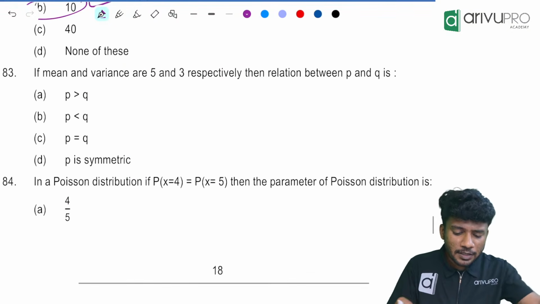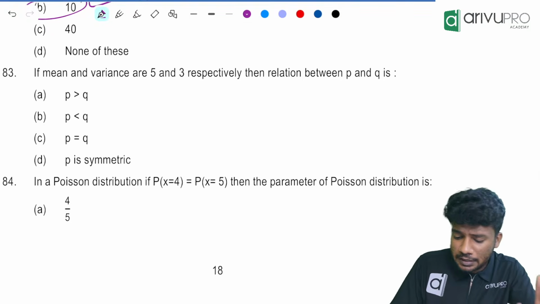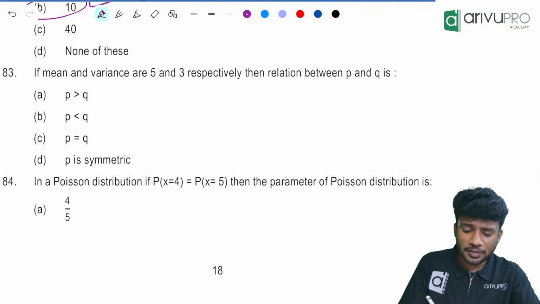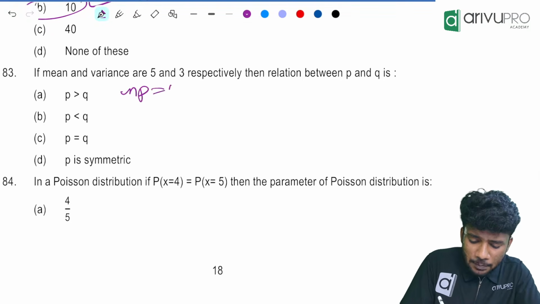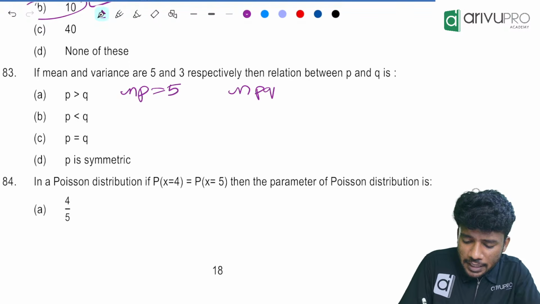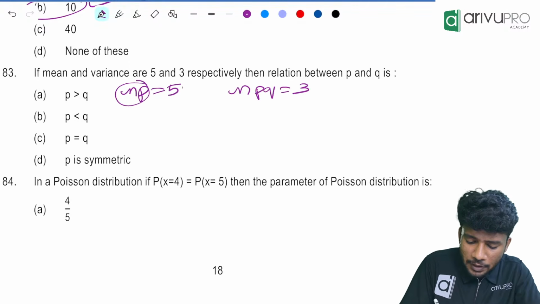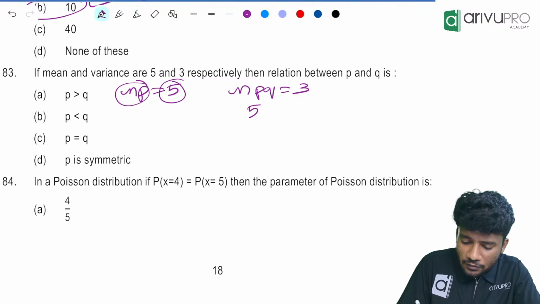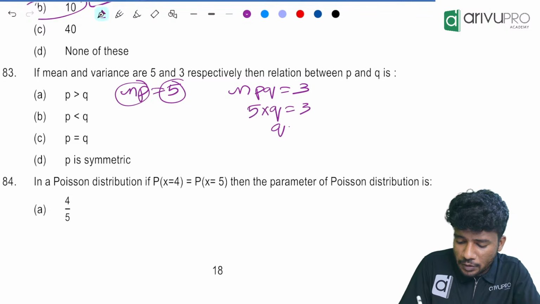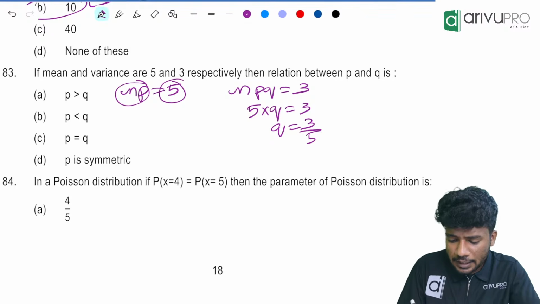Next question, people. Mean and variance are 10 and 3 respectively. P and Q is how much is the question? People, mean means NP is equal to 5. Variance means NPQ is equal to 3. Put NP over here. That means 5 into Q is equal to 3. Q is equal to how much? 3 by 5. Then P is how much?